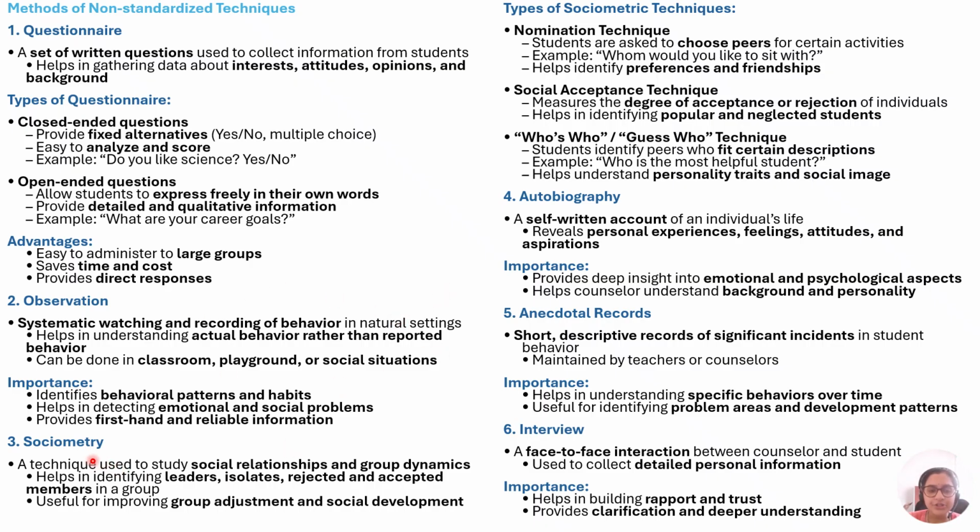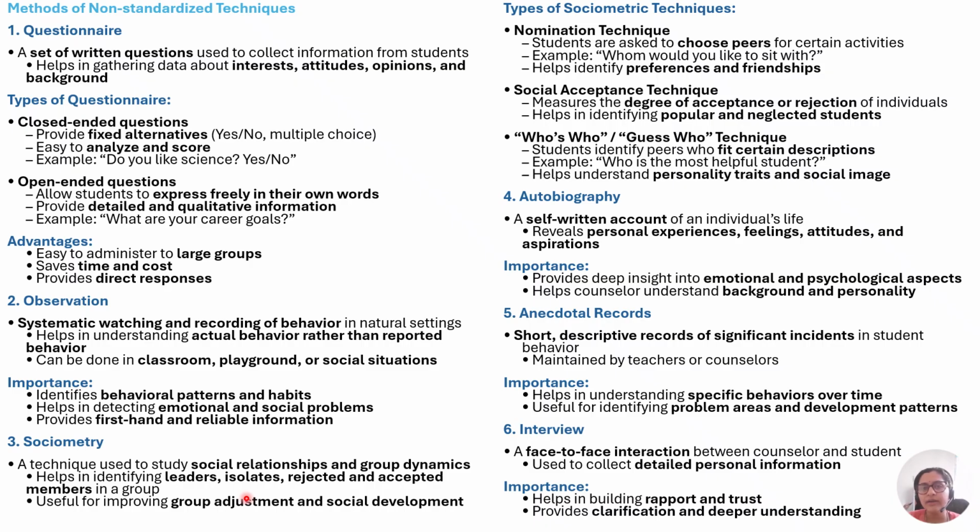Then sociometry. It is a technique that is used to study social relationships and group dynamics. Group dynamics means how people in the group are getting along with each other. That is group dynamics. They help in identifying leaders.